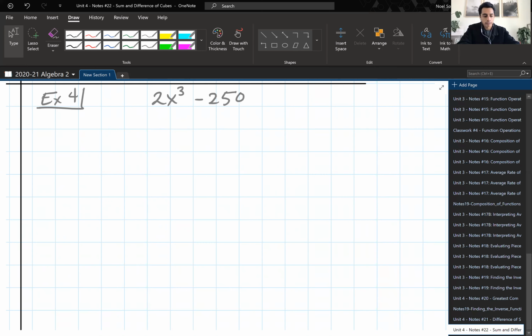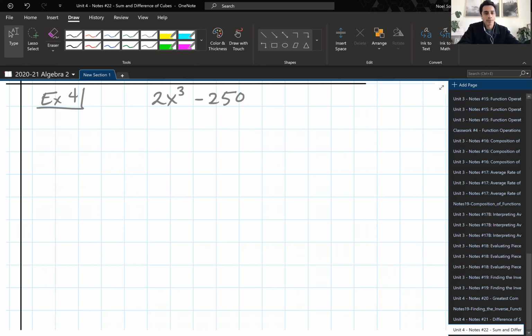What did you learn on the first lesson of factoring? Do you see a GCF between 2 and 250? Yeah, okay. So let's start there, right? Since 2 is not a perfect cube, that's a red flag that tells you maybe you need to factor something else out before you attempt to do a difference of cubes factorization, right?